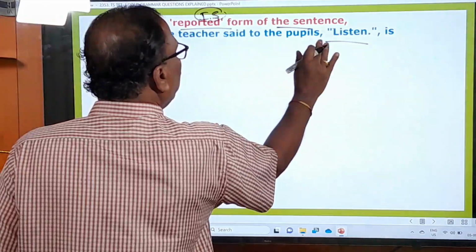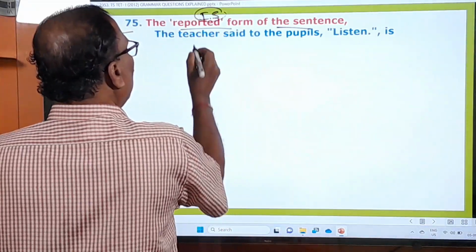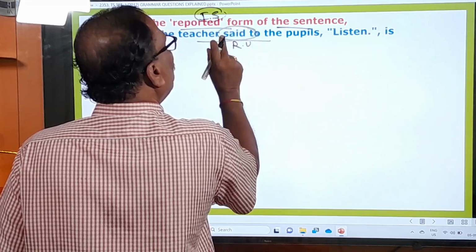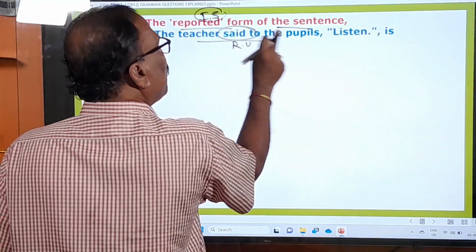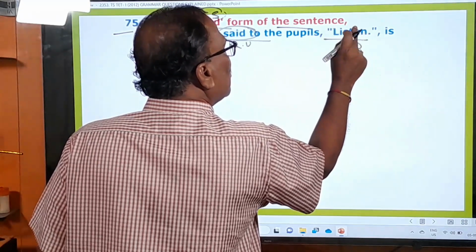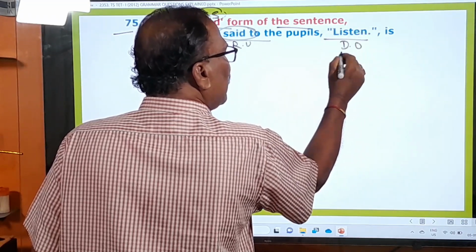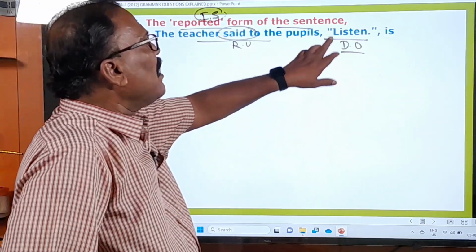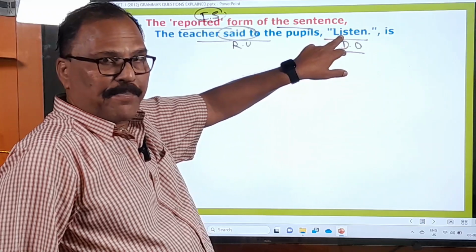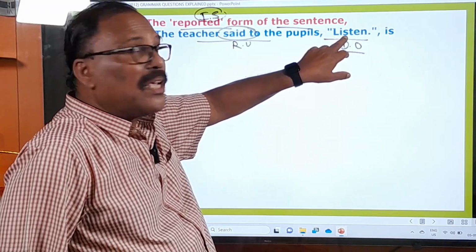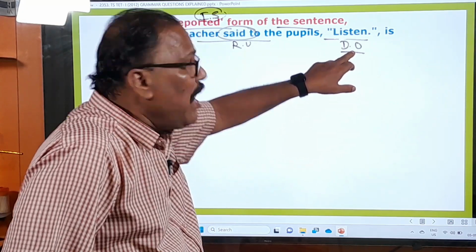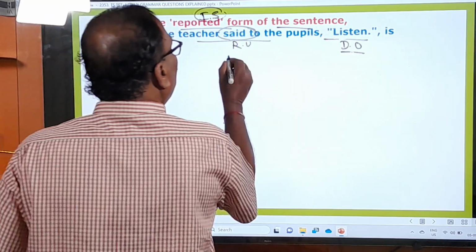So he has given you the direct speech and he is asking you to change it into the indirect speech. Don't get confused. Let me talk to you about this sentence. "The teacher said to the pupils." This "said to" is the reporting verb. This "listen" is the direct speech. Whatever sentence is given in the inverted commas is called the direct speech. But in the direct speech, there is only a verb, which means it's an imperative sentence. Whenever there is an imperative sentence in the direct speech, then this "said to" must be changed into "asked".